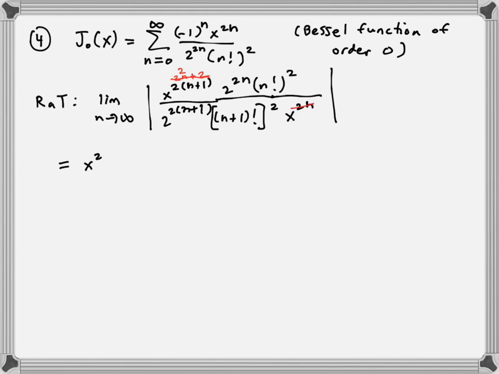What's next? Let's look at the 2's. You notice we have a 2 to the 2n on top and 2 to the 2n plus 2 on the bottom. So how many 2's do we have left? We're going to have 2 2's left on the bottom. And so that's a 4. 2 squared is 4, and so that's going to go down here. I'm pulling all of these out of the limit, right? I only have to leave stuff in the limit that has an n in there.